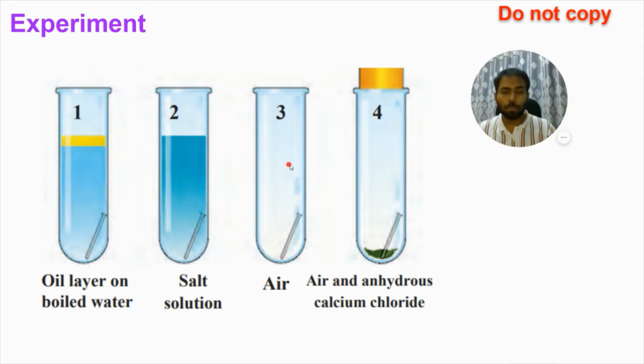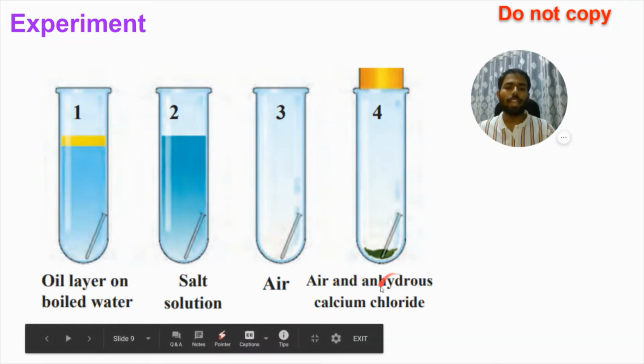In the third test tube you are not putting anything. You are only putting the nail and there will be air around it. In the last one, you are putting anhydrous calcium chloride. What is the meaning of anhydrous? Anhydrous means it does not contain any water, without water. Why are you putting calcium chloride? So that it absorbs whatever moisture is inside. Calcium chloride absorbs water very well.